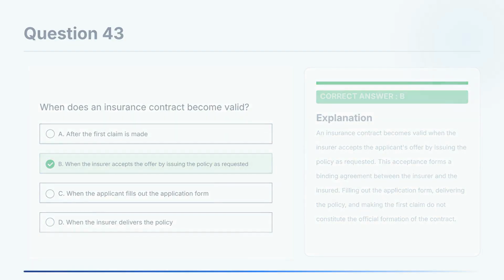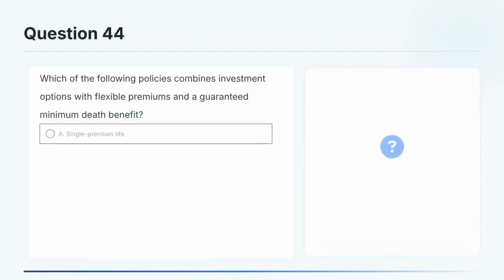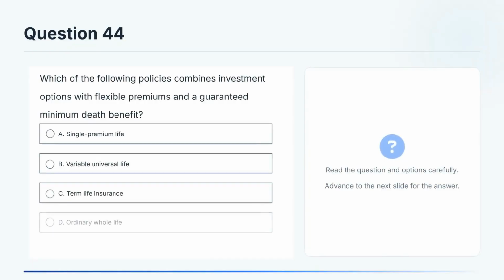Question 44. Which of the following policies combines investment options with flexible premiums and a guaranteed minimum death benefit? A. Single premium life. B. Variable universal life. C. Term life insurance. D. Ordinary whole life.